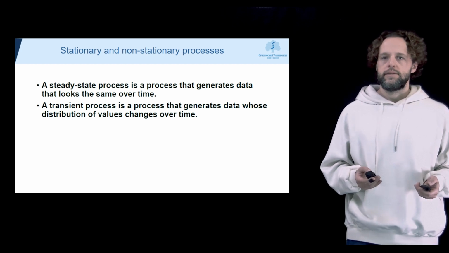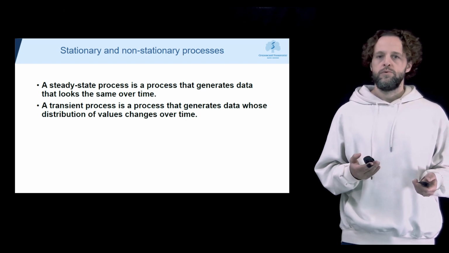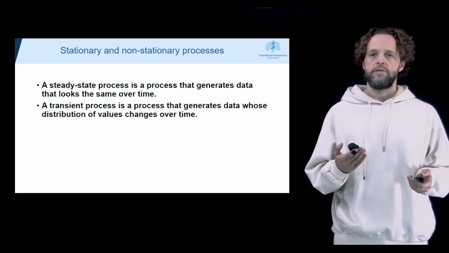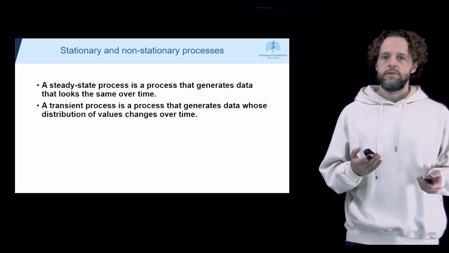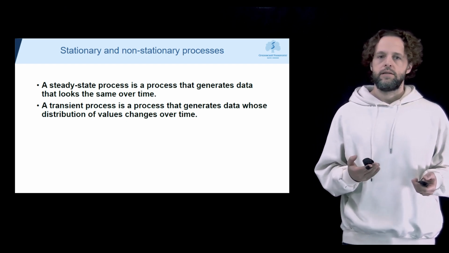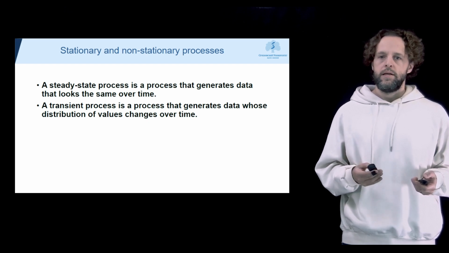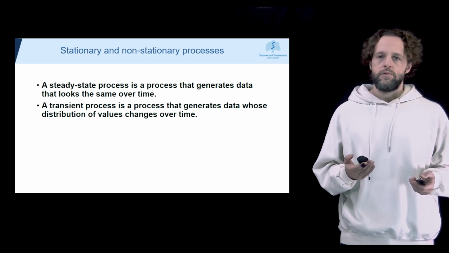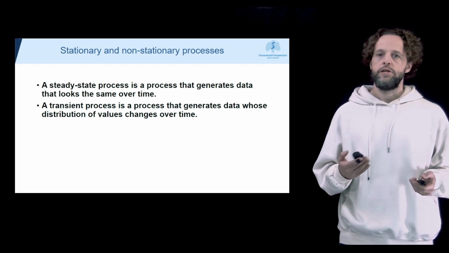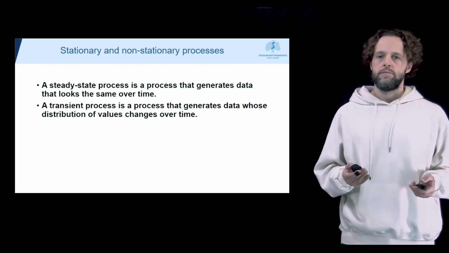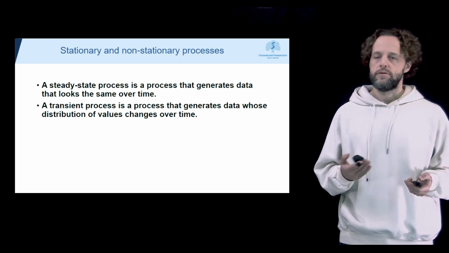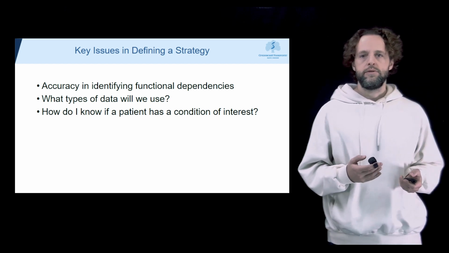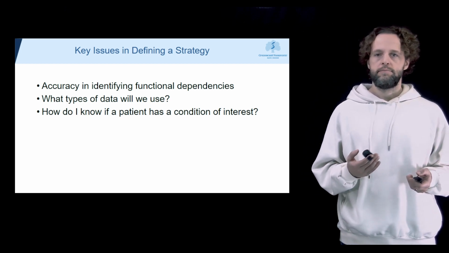So when we're collecting data, we can encounter two types of processes. Let's agree to call them stationary and non-stationary processes. A steady-state process is a process that generates data that looks like the same over time. A non-stationary process is a process that generates data whose distribution of values will change over the time. So this is the main idea why we have non-stationary processes in healthcare.